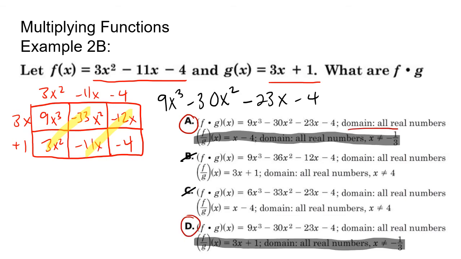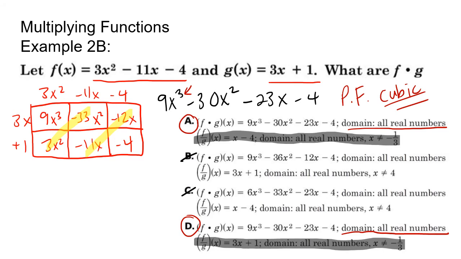Notice how it says the domain is all real numbers. The domain is all real numbers. And the reason why the domain is all real numbers is because this is a cubic function. So my parent function here is cube. It's a cube function. And what's the domain of cube functions? All real numbers, okay?